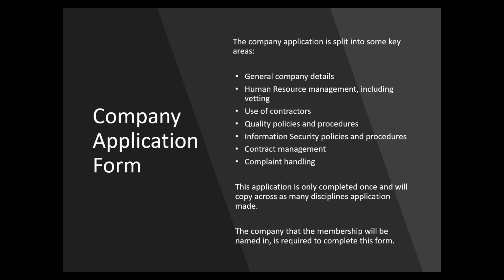As a note, the details that are submitted as part of this company application form must be for who you require membership to be named in. So if you're applying as a group, you can only be entered onto the CREST website once. So the main overarching name must complete the company application form, and then you can add any subsidiaries as part of your further membership.